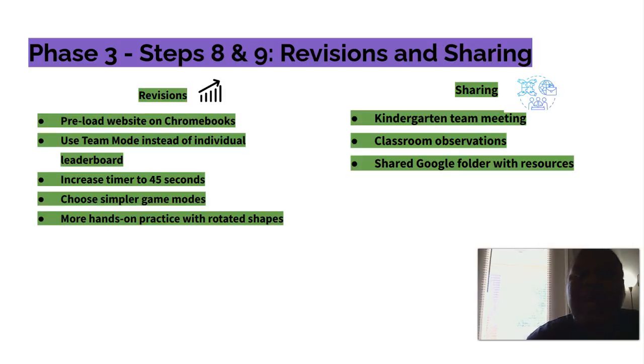Based on the results, I made evidence-based revisions in Step 8. I preload Blooket on the Chromebooks to save time. I used the team mode so groups work together instead of competing individually. I increased the timer to 45 seconds. I chose simpler game modes with fewer distractions, and I added more hands-on practice with rotated shapes.